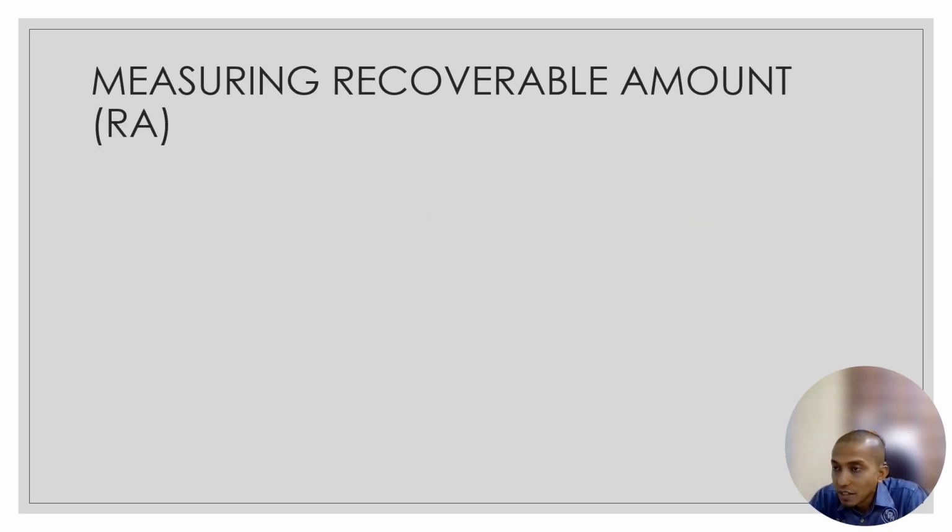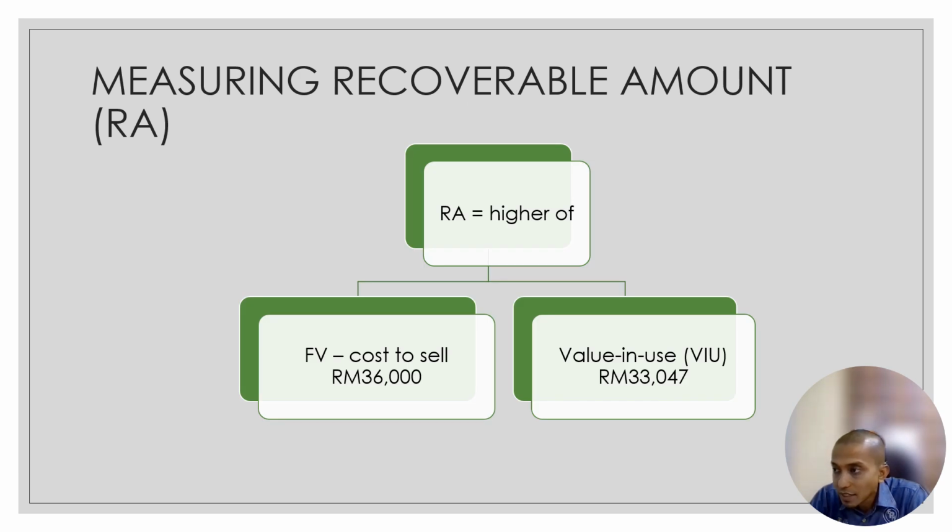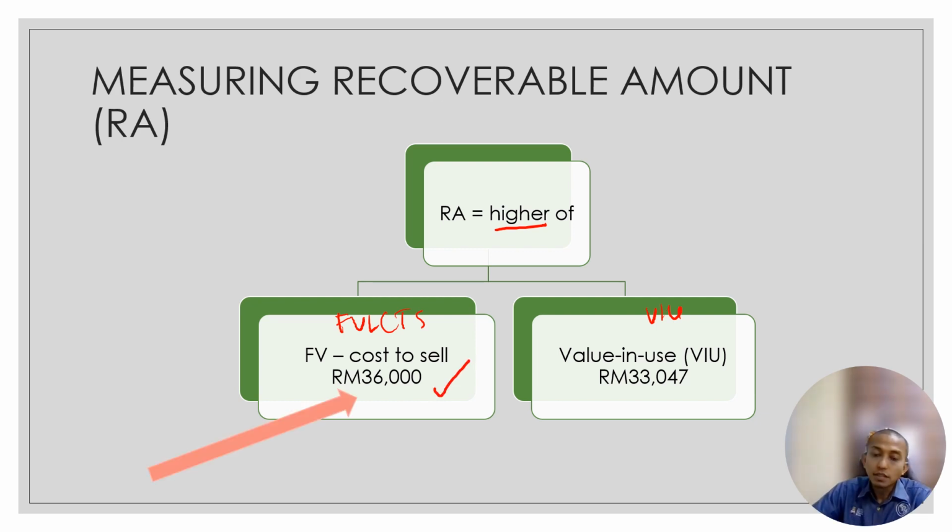Okay, measuring the recoverable amount. Again, it is the higher of fair value less cost to sell and value in use. We choose the higher. In this case, which one is the higher? Fair value less cost to sell. So we choose 36,000 as our recoverable amount, because it is logical.